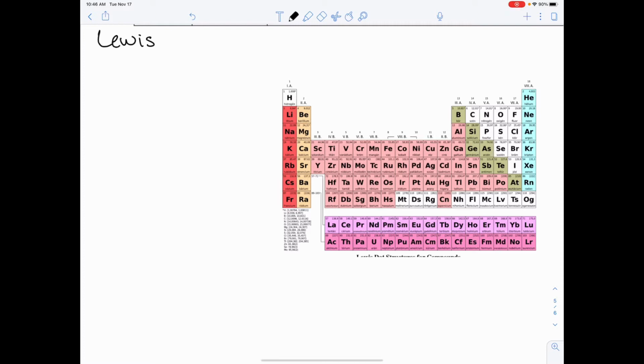If I were taking this class, I would be writing this down in a notebook somewhere, because that's the way my brain works, to write things down, and then it sticks in my brain better. So you might want to try that. So for Lewis dot diagrams, the first thing that you're going to do is count up all of the valence electrons that you have.